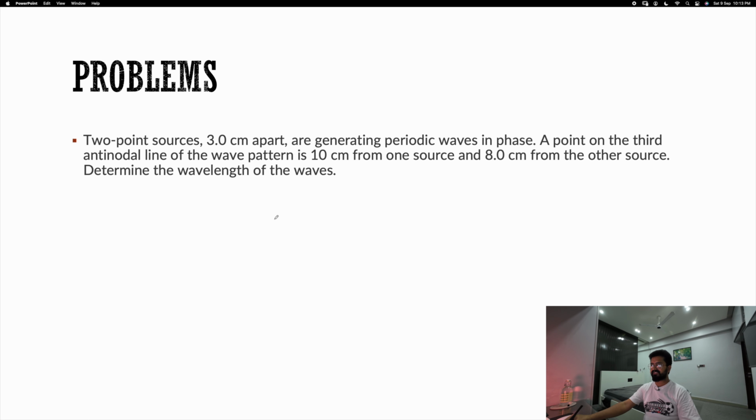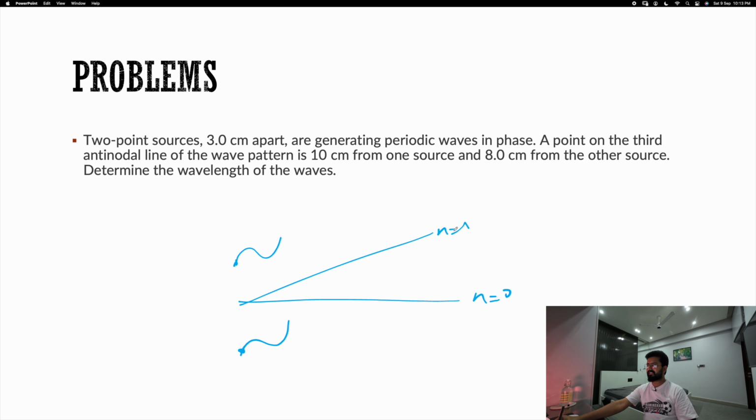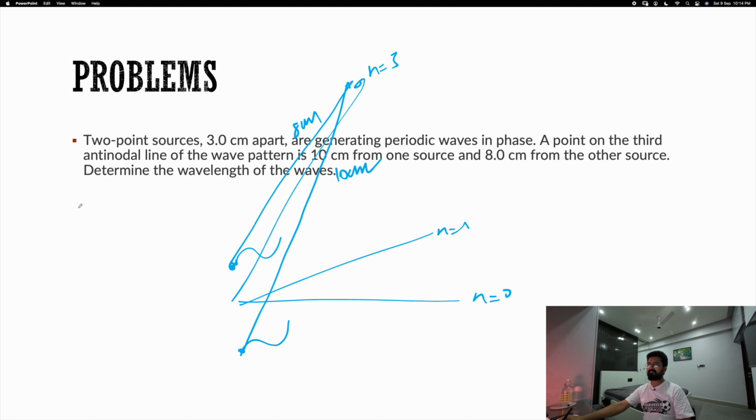2 point sources 3 centimeters apart are generating periodic waves. A point on the third antinodal line. So let's say this is n equals 0, antinodal line n equals 1 and so on. Maybe there is a line here which is n equals 3. Third antinodal line, n equals 3, is called the third antinodal line, of the wave pattern is 10 centimeters from one source and 8 centimeters from the other source. So from source S1 that distance is 8 centimeters, whereas from the other source the distance is 10 centimeters. Determine the wavelength of the wave.